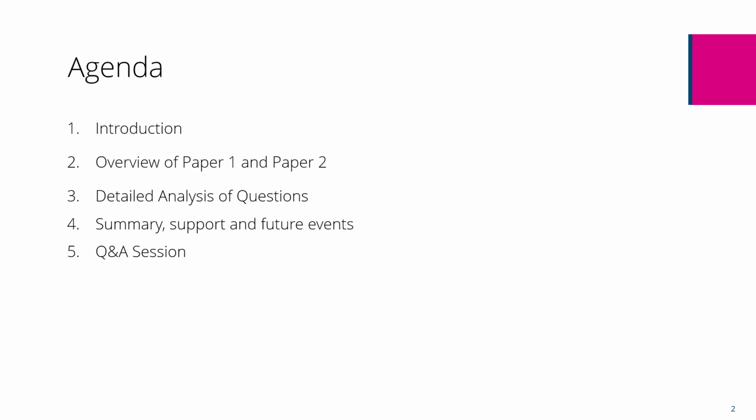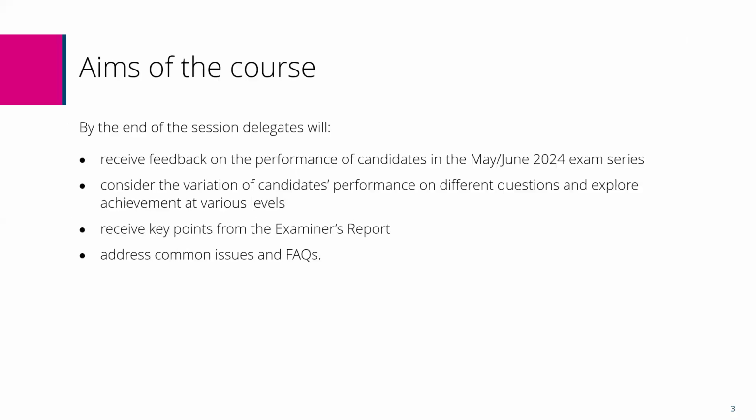So we're looking at paper 1 and paper 2, analysis of the questions, summary support and future events, and obviously there's your opportunity to ask questions as well. In this very quick hour, we're looking at feedback on the performance of candidates for this exam series that's just gone, the May-June series. We're going to think about candidate performance on different questions, explore achievement at different levels, and look at the key points from the examiner report, and of course, any common issues.